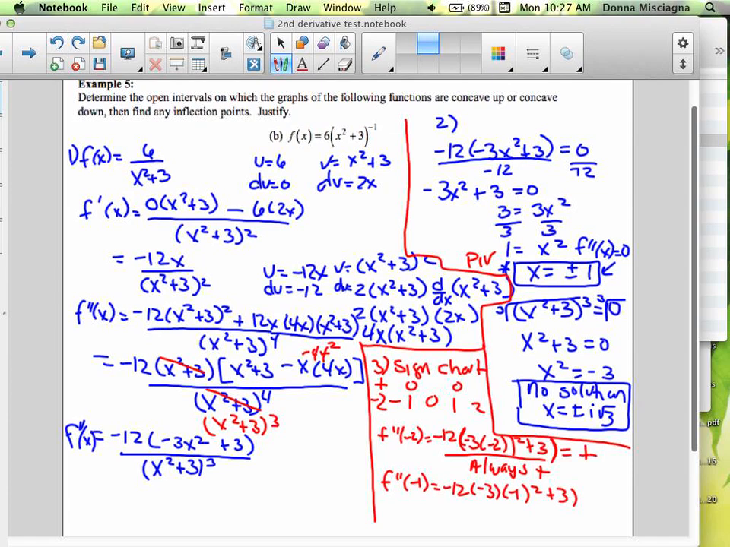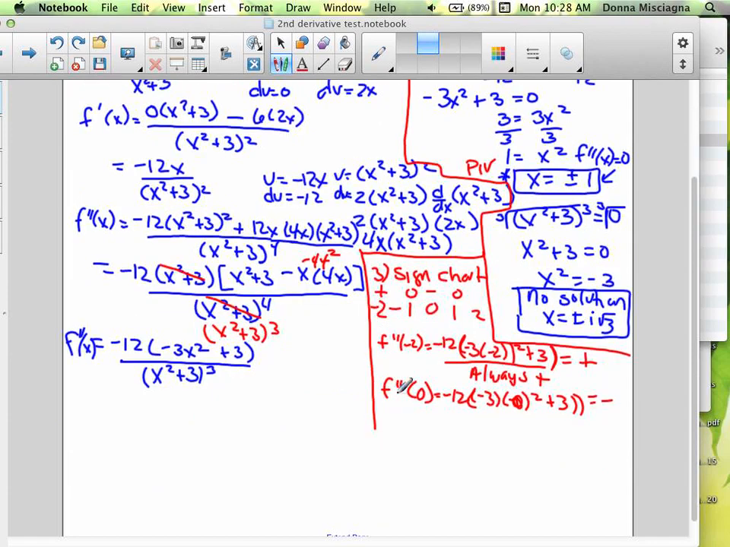All right, now I need to put my parentheses in correctly. Negative 1 squared is 1 times negative 3 would make that negative. Oops, sorry, I plugged in the wrong number. Not negative 1, that's going to be 0. So this is 0, and 0 plus 3 would be 3 times negative 12. That's going to be a negative. And if we plug in 2, we probably get the same thing as when we got negative 2. So f double prime of 2 is negative 12 times negative 3 times the quantity 2 squared plus 3, which is negative 9 times negative 12. That's going to be positive.